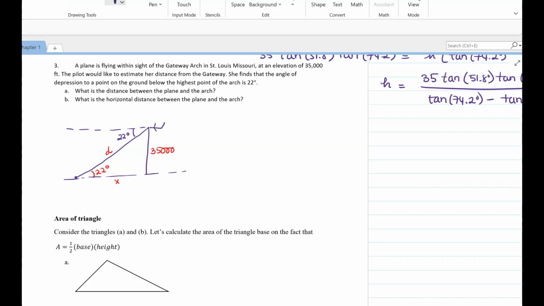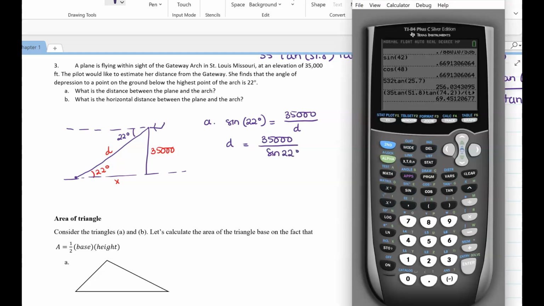So part A, I can say that sine of 22 degrees is equal to opposite divided by the hypotenuse. And with the calculator I can figure that out pretty easily. So that distance is 93,431 feet.